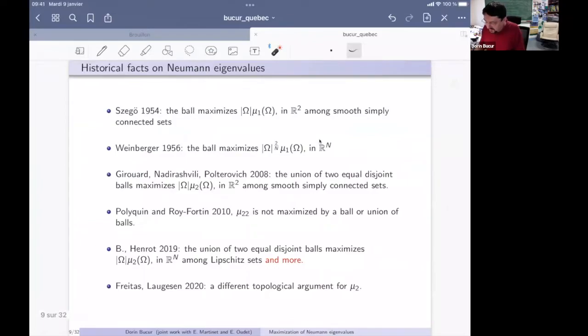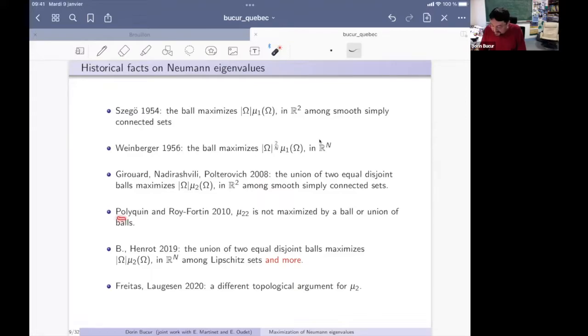And before starting, let me make some historical points. So I just recall that the first result is due to Szegő in '54. He proved in 2 dimensions that in the class of simply connected smooth sets, the disk is the maximizer. Weinberger in '56: the ball maximizes mu1 in R^n in the class of Lipschitz sets. Girouard, Nadirashvili, and Polterovich in 2008: the union of 2 equal disjoint disks maximizes mu2 in R2 in the class of smooth, simply connected sets.